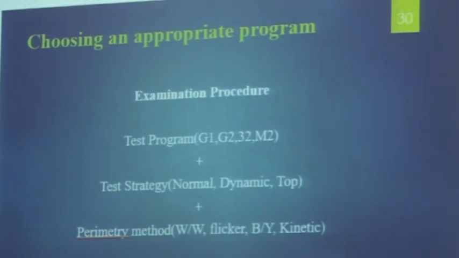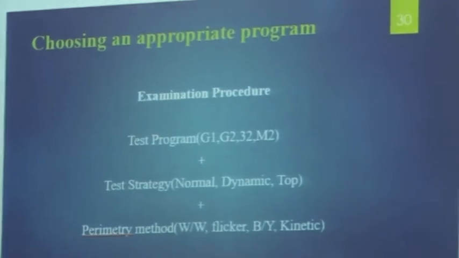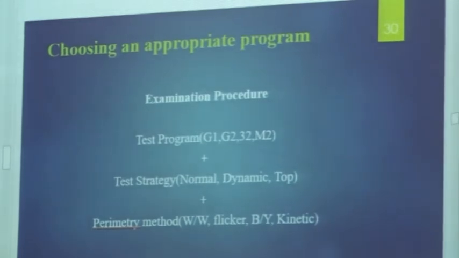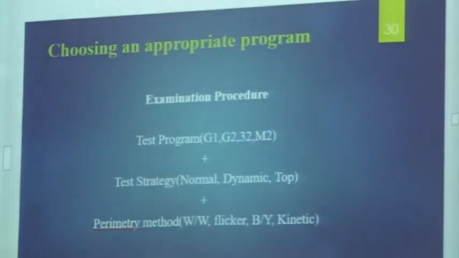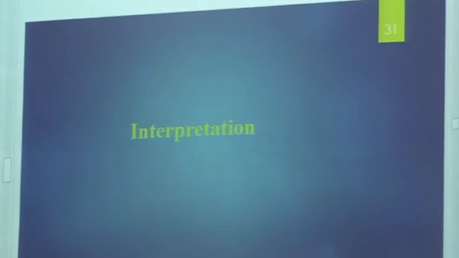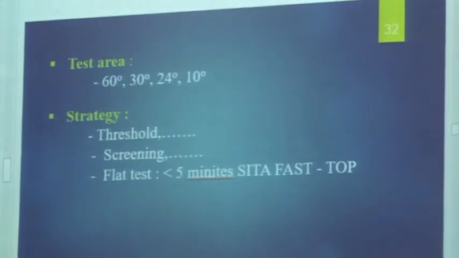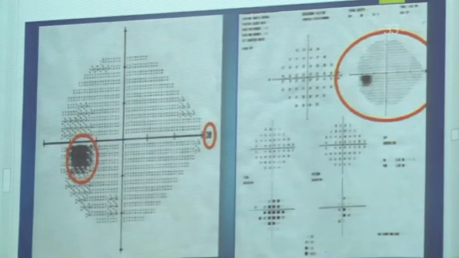Choosing the appropriate program: examination procedures are test program, test strategy, perimetry method, and interpretation of the visual field and the perimetry. The test areas are 60 degrees, 30 degrees, 24 degrees and 10 degrees. The strategies are threshold and screening; full threshold test takes more than 5 minutes, SITA fast.